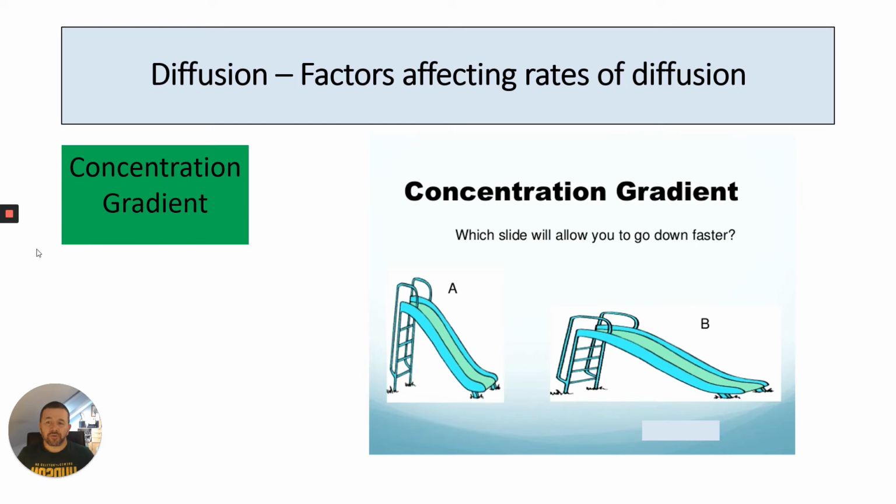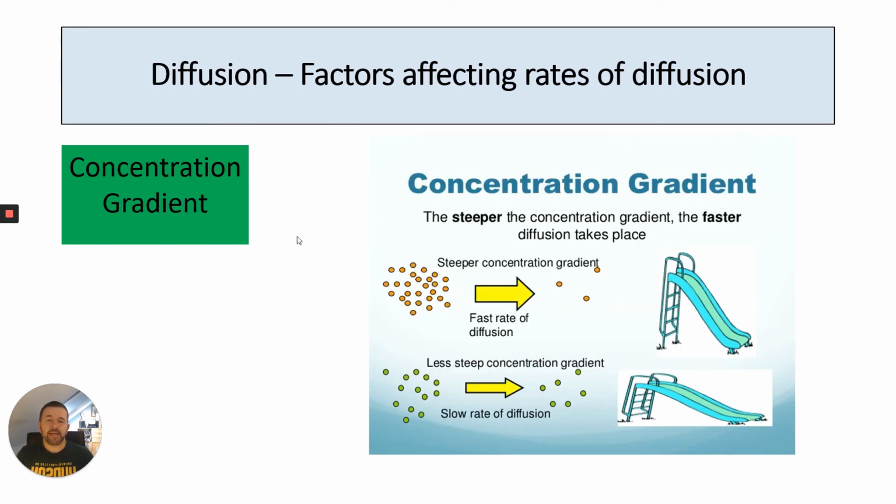Second factor is concentration gradients. I like to use the analogy of a slide. If you imagine being at the top of these slides, you need to think, well, which one will allow you to go down faster? And obviously that will be A. But in terms of concentration gradients, we need to understand that the steeper the concentration gradient, the faster diffusion takes place. So if there is a higher concentration of particles outside the cell than inside the cell, then it will be a fast rate of diffusion.